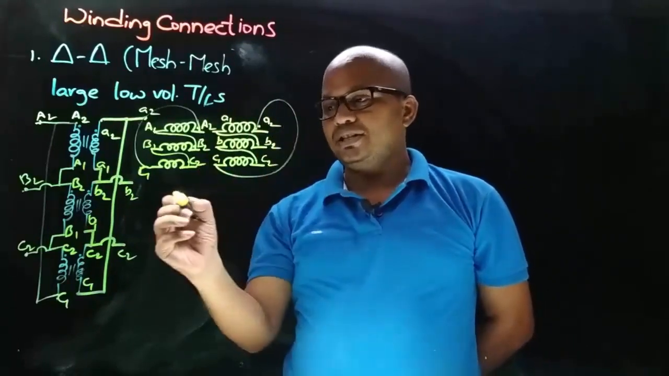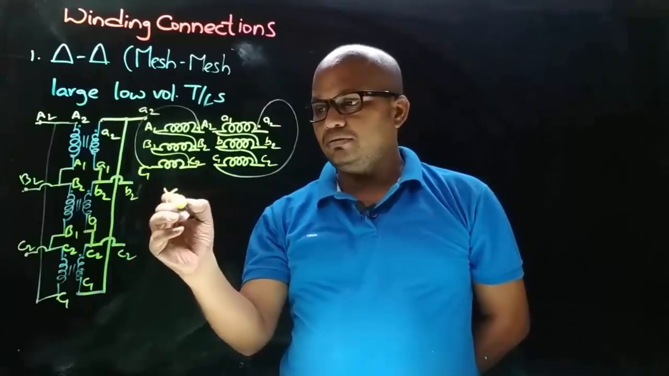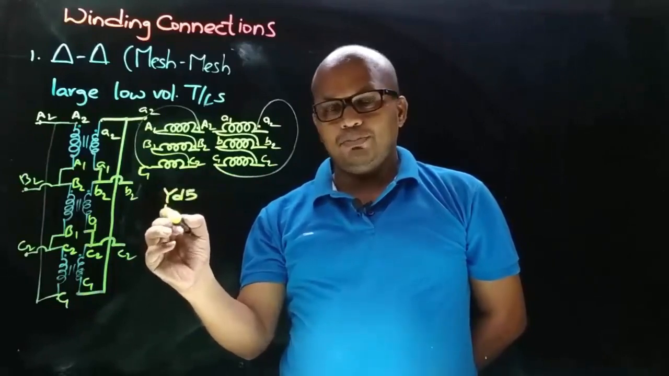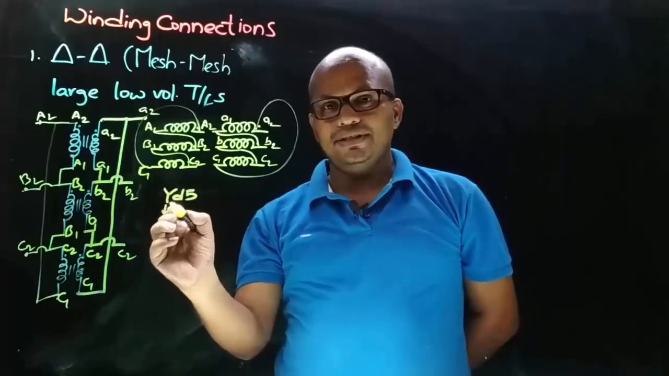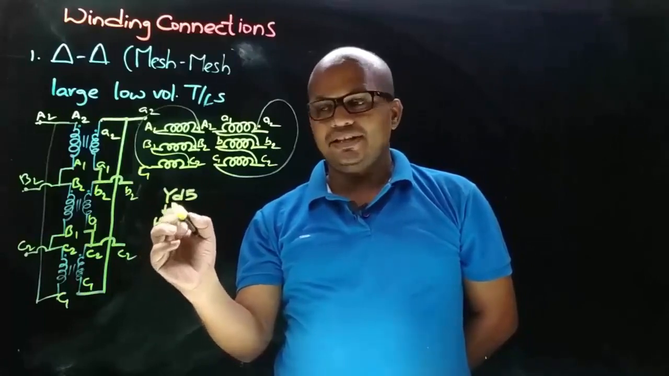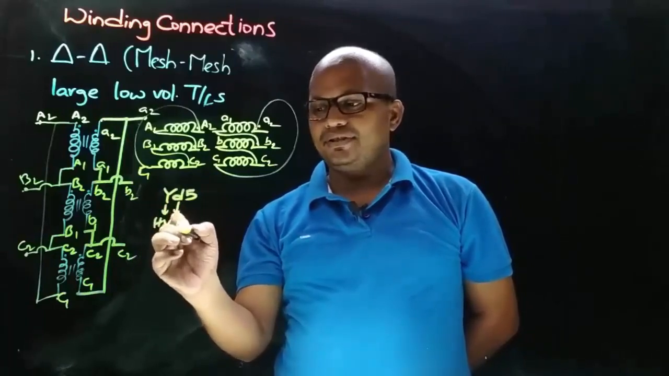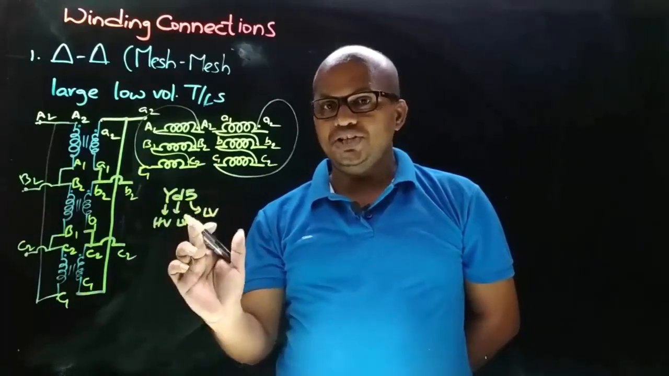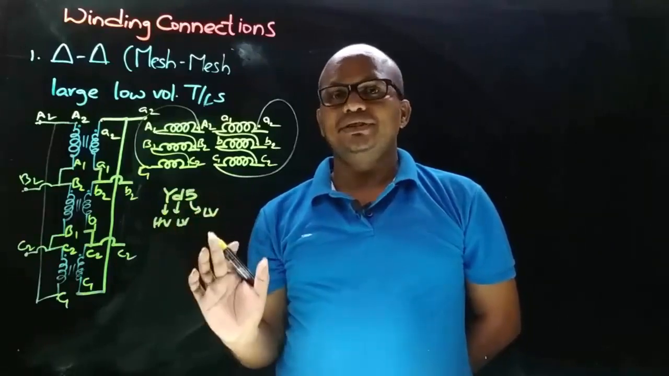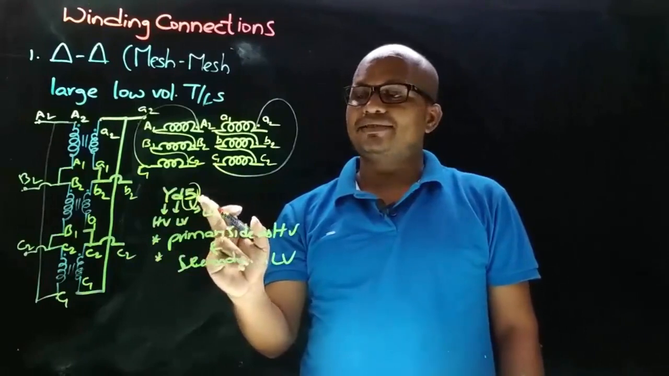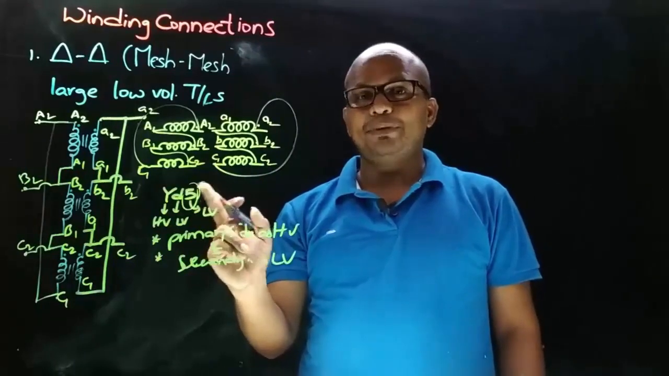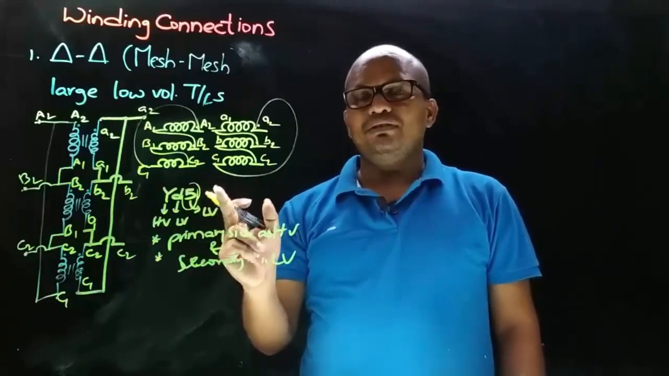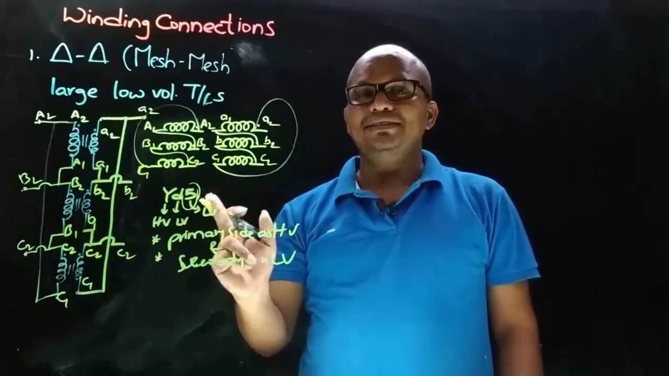And my request to you is that in vector group symbol, let us consider this. First position character always represents the HV side, and second character represents LV side, and 5 represents the LV side voltage phase displacement with respect to HV side. And if I mention this numerical as secondary voltage phase displacement with respect to primary voltage, means I took the assumption as secondary voltage is LV and primary side is HV.